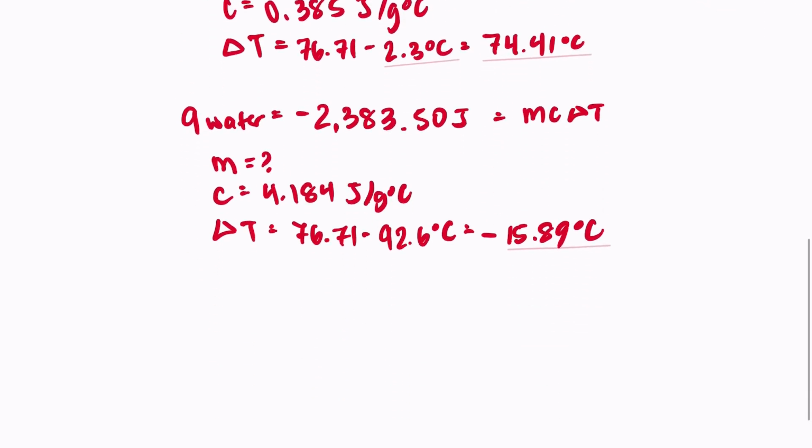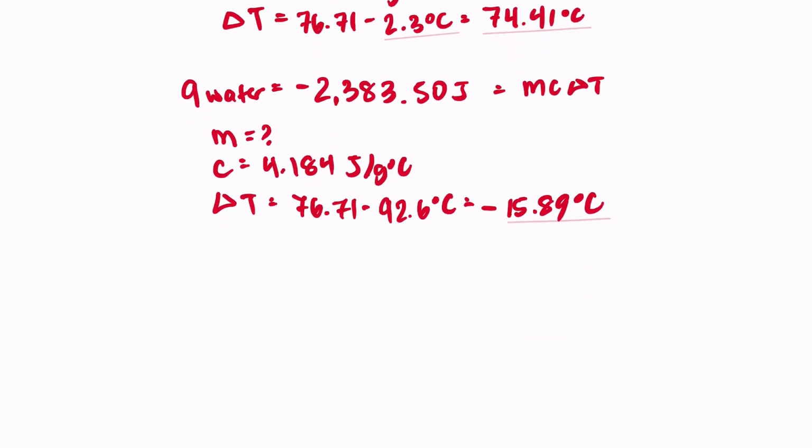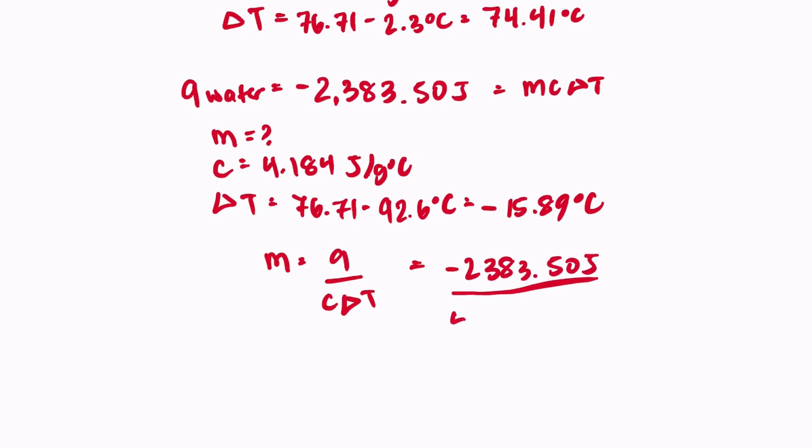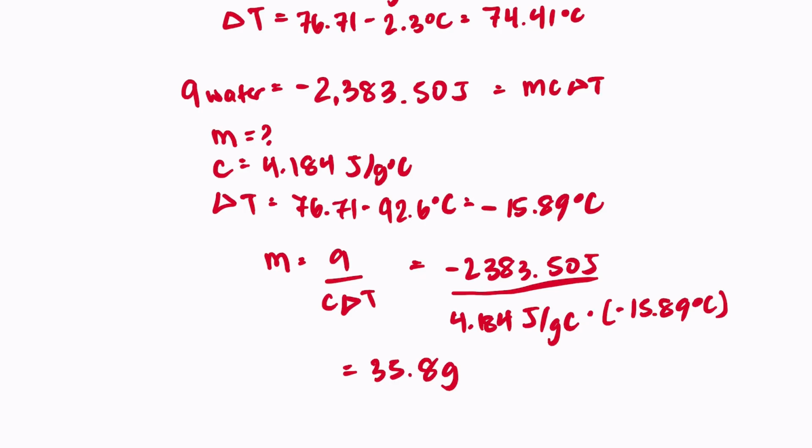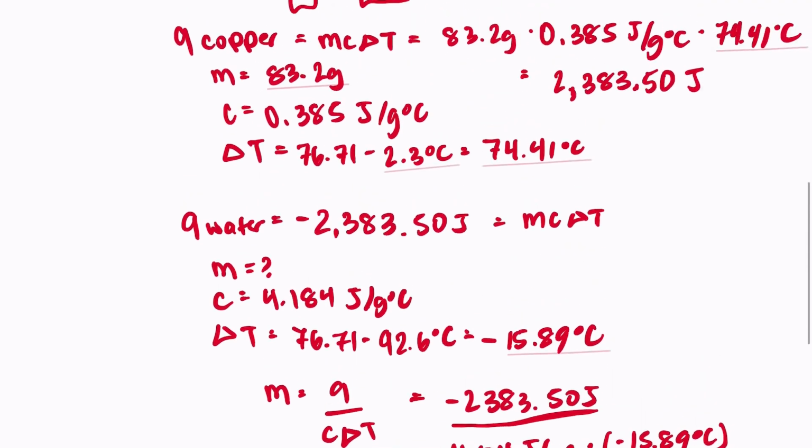We need to rearrange this formula to solve for M. So M is equal to Q over C change in T, which is equal to negative 2,383.5 joules over 4.184 joules per gram degree Celsius times negative 15.89 degrees Celsius, which is equal to 35.8 grams. So that is how you solve a calorimetry problem.